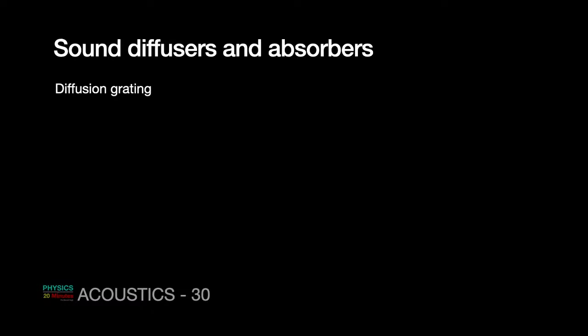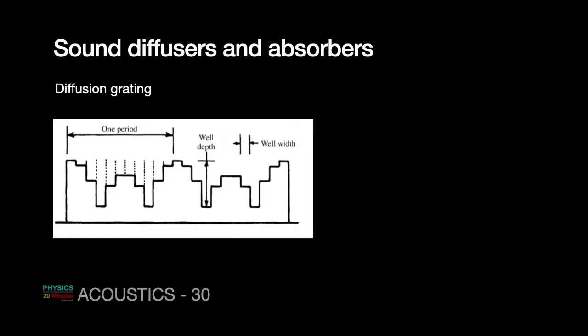But we have diffusion gratings also. Diffusion grating follows the principle of a simple diffraction grating. Sound is a wave, so it gets diffracted through narrow apertures. Remember that the dimension of the aperture must be comparable to the wavelength of sound. Just like in light, you have diffraction gratings, single slit diffraction, multiple slit diffraction. When the light passes through the diffraction grating, it diffracts in many ways.